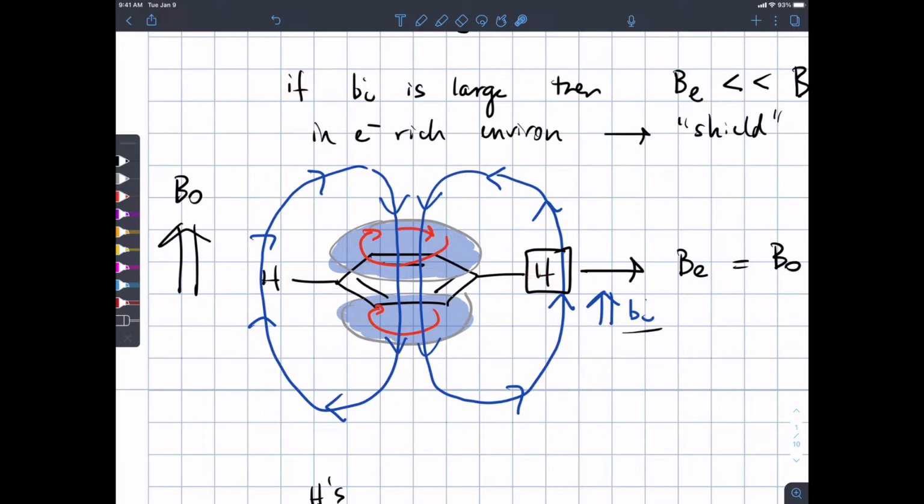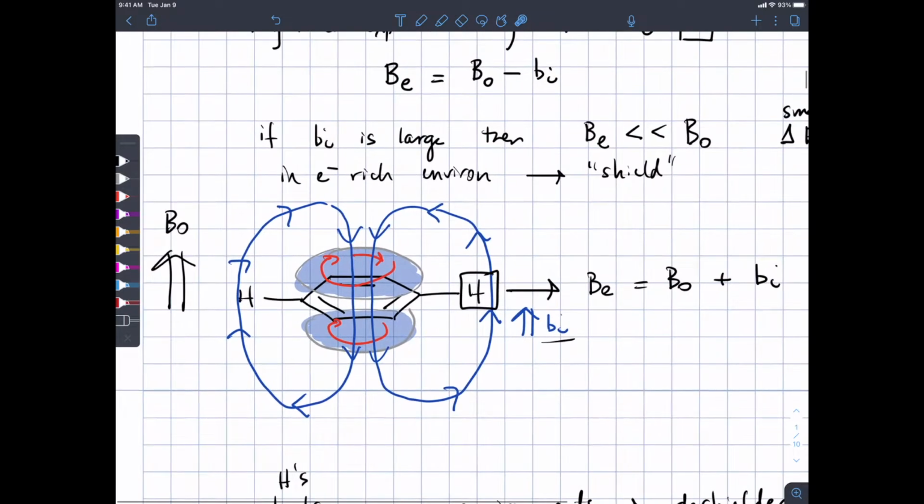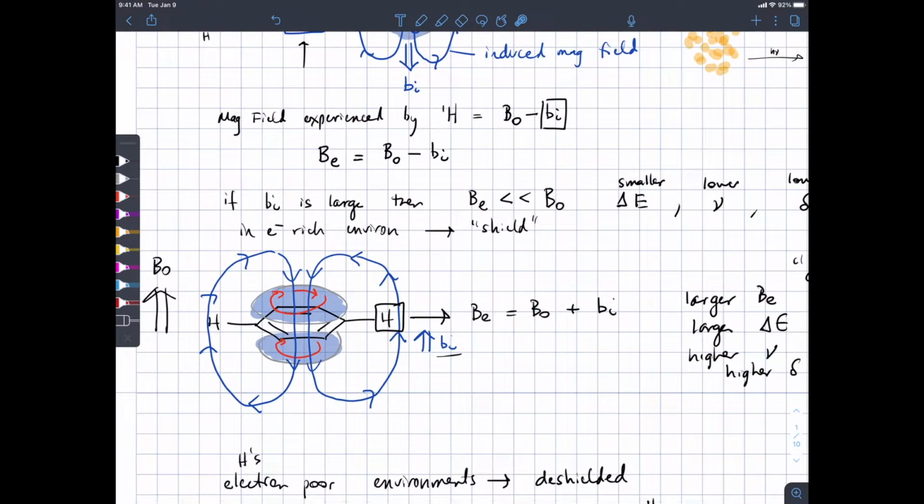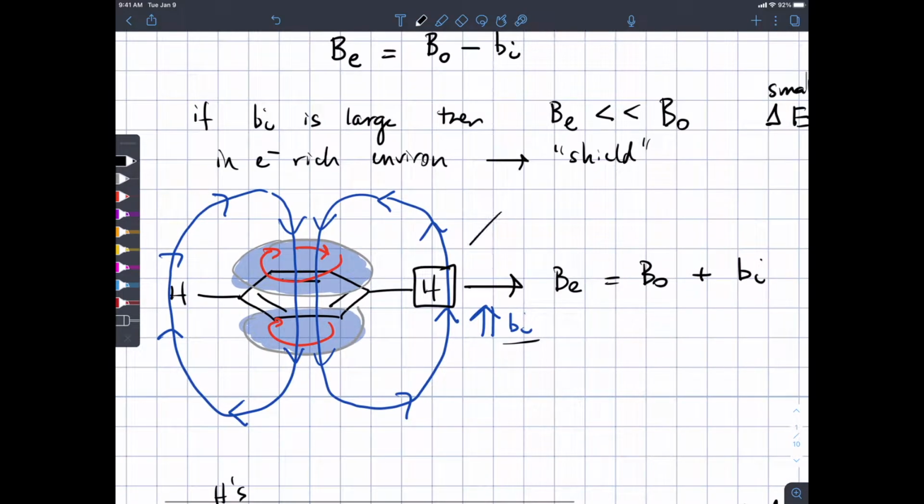But the protons that are outside on the edge of the ring are in a de-shielded environment because they experience not only the external magnetic field, but also the induced magnetic field. These protons are said to be de-shielded. They experience a larger effective field. They spin flip at a larger frequency, higher chemical shift. And protons that are adjacent to benzene rings tend to have chemical shifts around 7 ppm. All right.